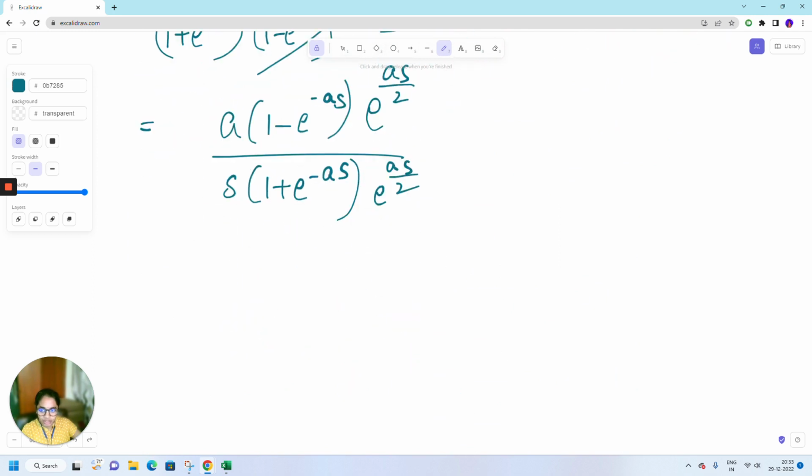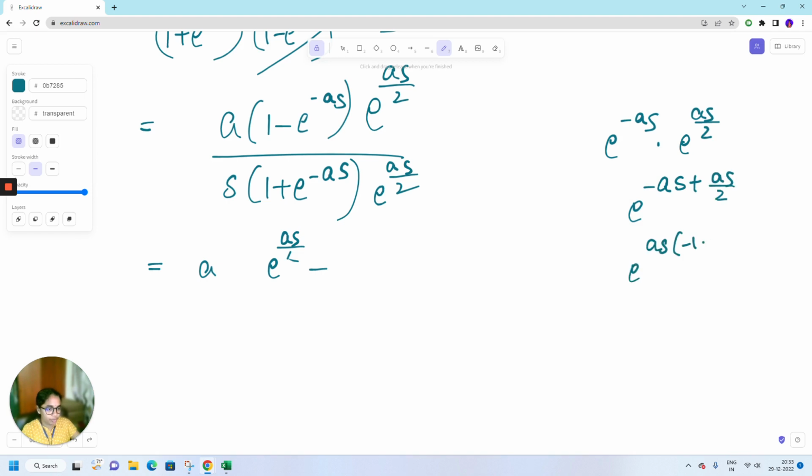So yes, what will happen here? 1 into e power s divided by 2 is e power s divided by 2, minus e power minus s into e power s divided by 2. Bases are same, add the powers, I would get minus s plus s divided by 2. I can take s common, so that would be minus 1 plus half. What is minus 1 plus half? It is minus half. So this would be e power minus s divided by 2, divided by s.